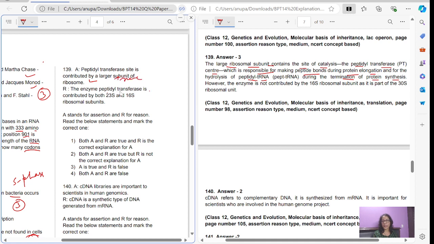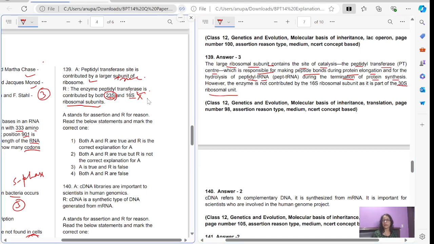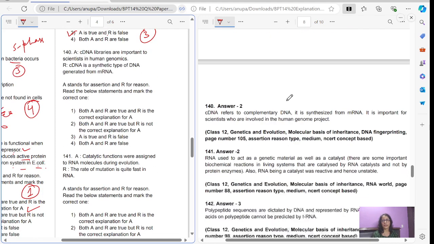And the reason is the enzyme peptidyl transferase is contributed by both 23S and 16S ribosomal units. So the reason is wrong, because the enzyme peptidyl transferase is contributed by the 23S ribosomal unit, not by the 16S ribosomal unit. Instead, 16S is contributed by the 30S ribosomal unit. So here the assertion is true but the reason is false. So option number 3 will be our answer, where A is true and R is false. Now let's move to the next question, that is question number 140.